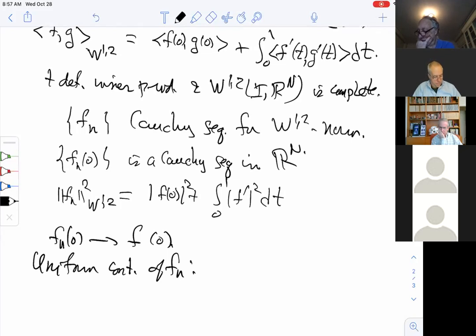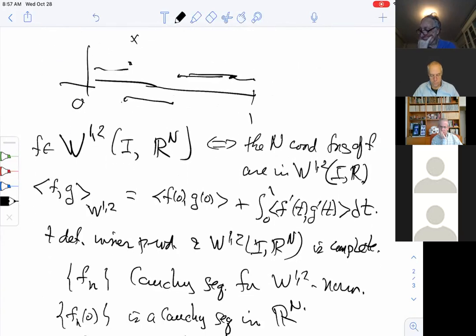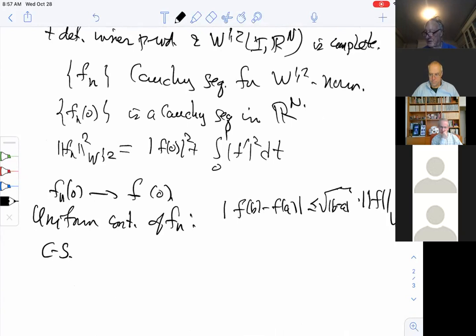Because if you have a function F in W12 and two values A and B in the real numbers, the difference between F of A and F of B is less than or equal to the square root of the difference between A and B times the W12 norm of F. And that's Cauchy-Schwarz. If you take the length of F restricted to the interval from A to B, assuming A is less than B, well, that's just the integral from A to B of the norm of the derivative.